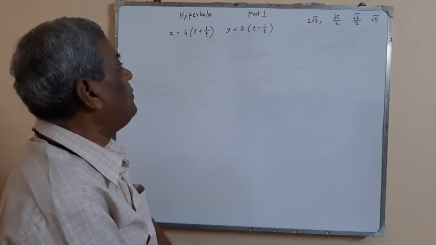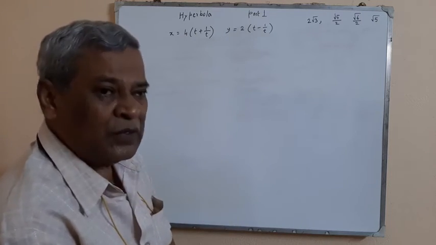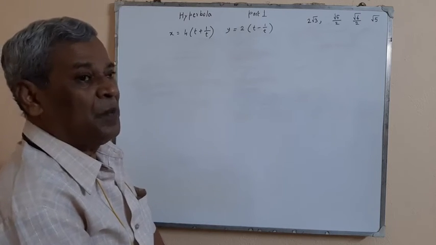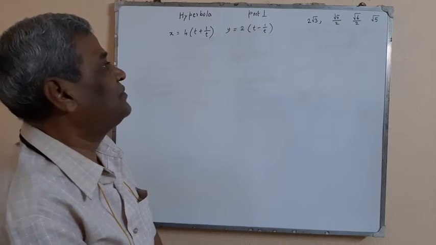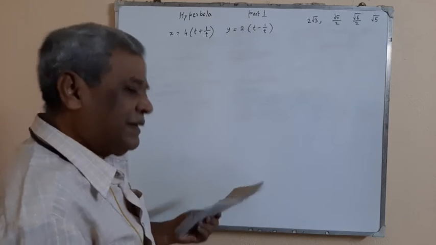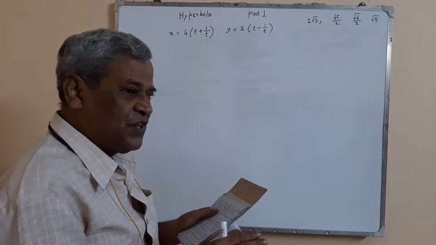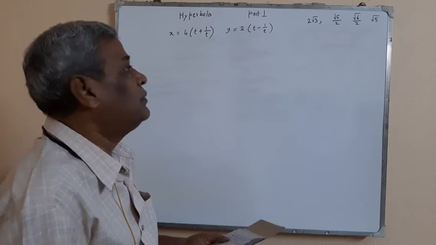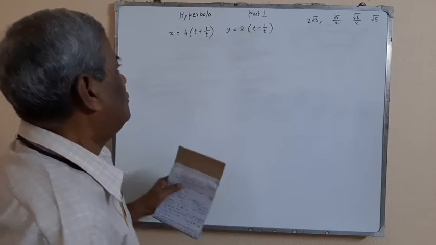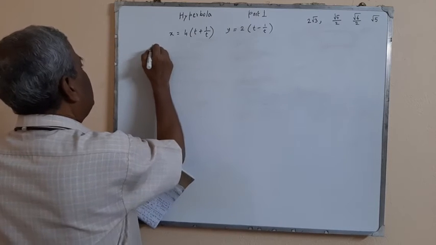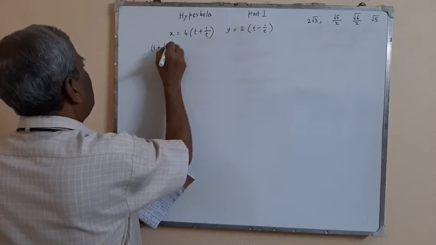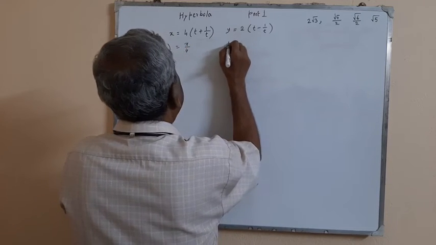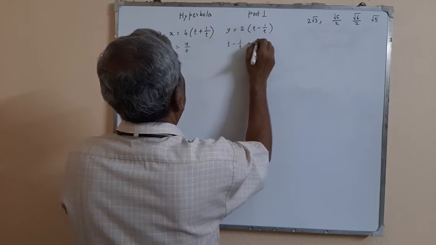Here x is represented in terms of t, y is also represented in terms of t. So it is a parametric representation, but not in standard form. To get from parametric representation to Cartesian form, we have to eliminate t from both x and y. For that purpose, we get t plus 1 by t is equal to x by 4, and t minus 1 by t is equal to y by 2.